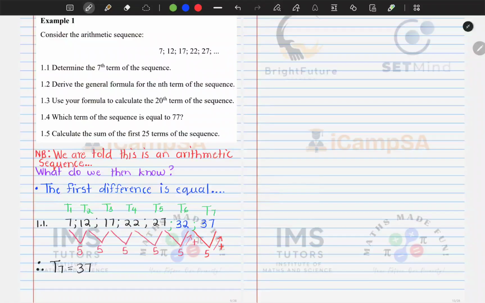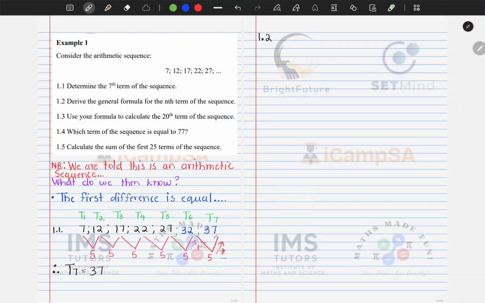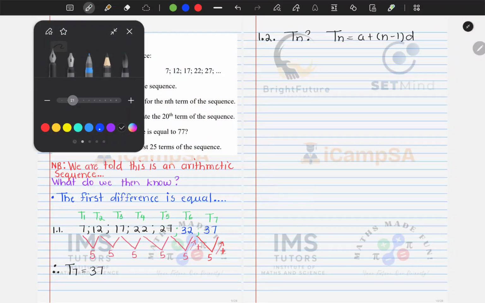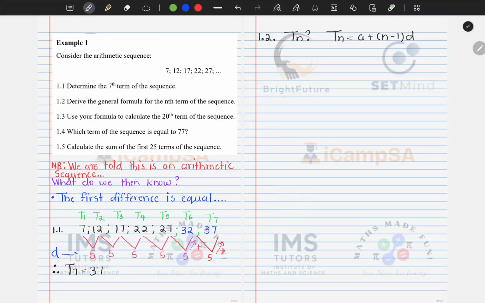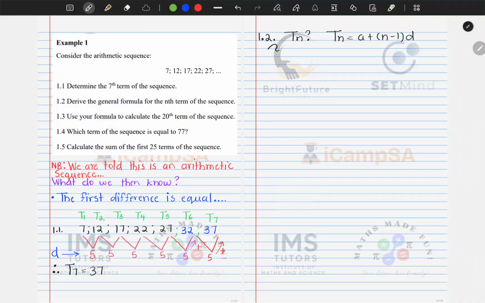So you didn't need to use the formula here because it is only on the next question, 1.2, where we are required to determine the general term, essentially, what is Tn? And we know that generally Tn is a plus n minus 1 times d. So we need to ask ourselves, what is a? If you look carefully, we said a is always T1, and our first term here is 7. So we have found that our a is therefore 7.